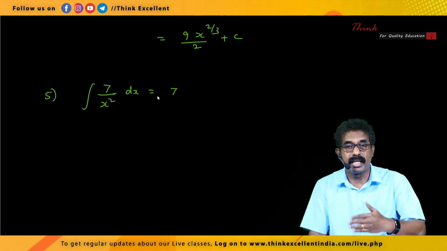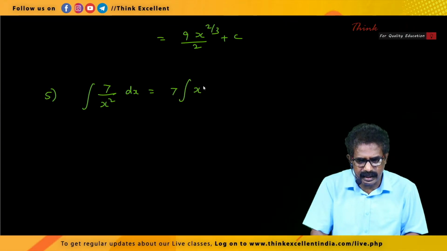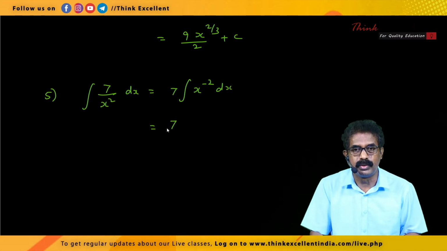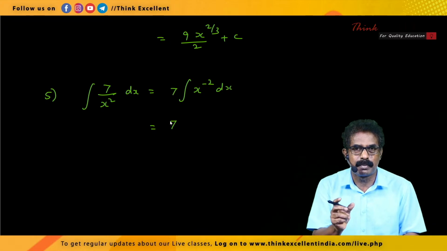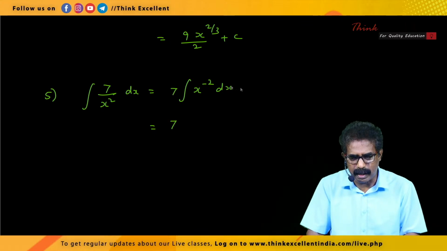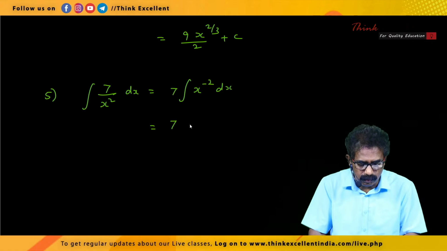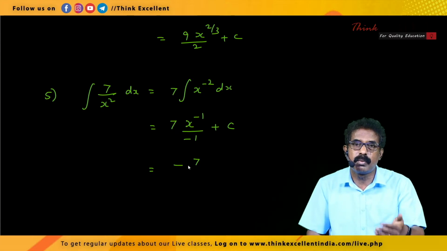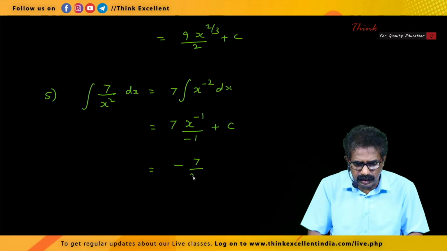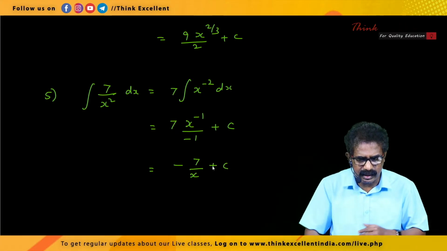X square, we take it to the numerator, you will get x raised to minus 2 dx, right? That is 7 into, add 1 to the power. When the power is negative, we have to be careful while adding. x raised to minus 2, if you add 1, you get minus 1. So you will get x raised to minus 1 by minus 1 plus c. When you write this finally, minus 7, and the x raised to minus 1, you bring it to the denominator, you will get x raised to 1 plus c. Okay, this is your answer.